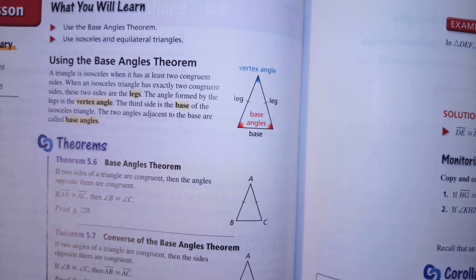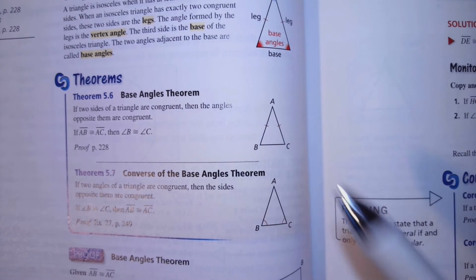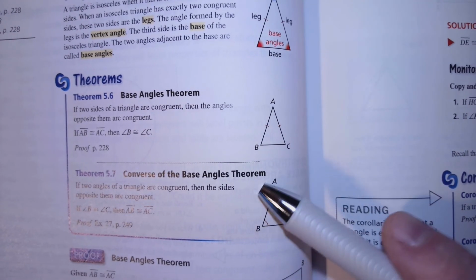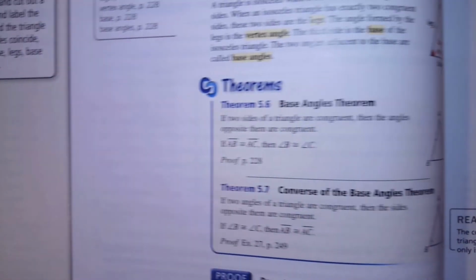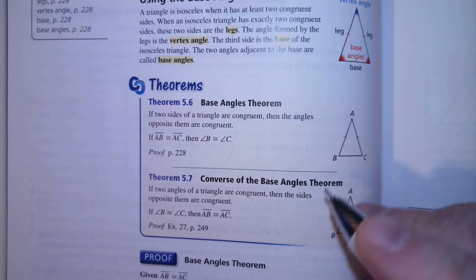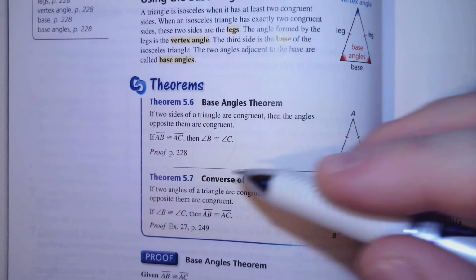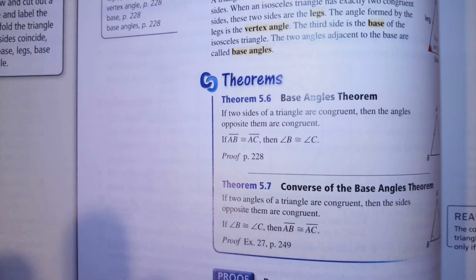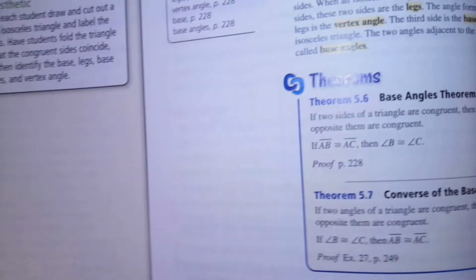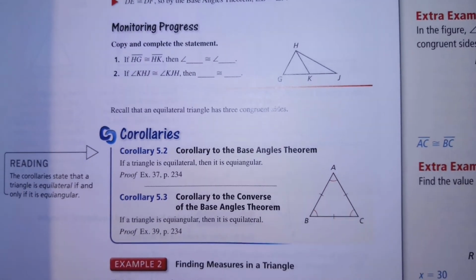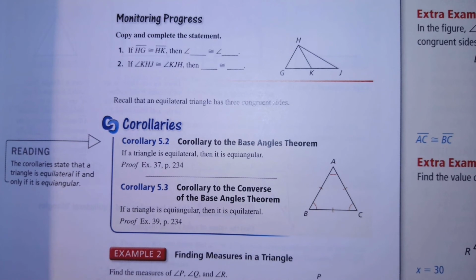And then we're going to look at the base angle theorem. And I'm going to kind of go over these a little bit. This is on page 228. So 228 is where you're going to find that in your virtual book here. And so I'm going to kind of go over what these are. They have the base angle theorem and the converse of the base angle. Also, we're going to have corollaries that deal with equilateral triangles right here. And that's on the next page.